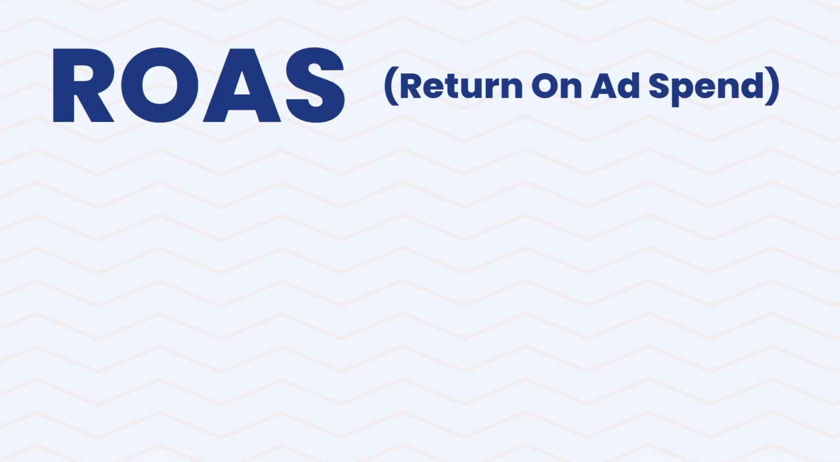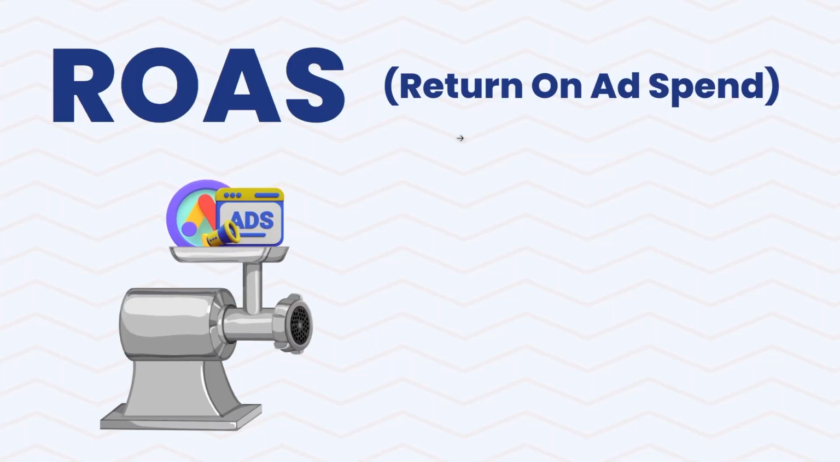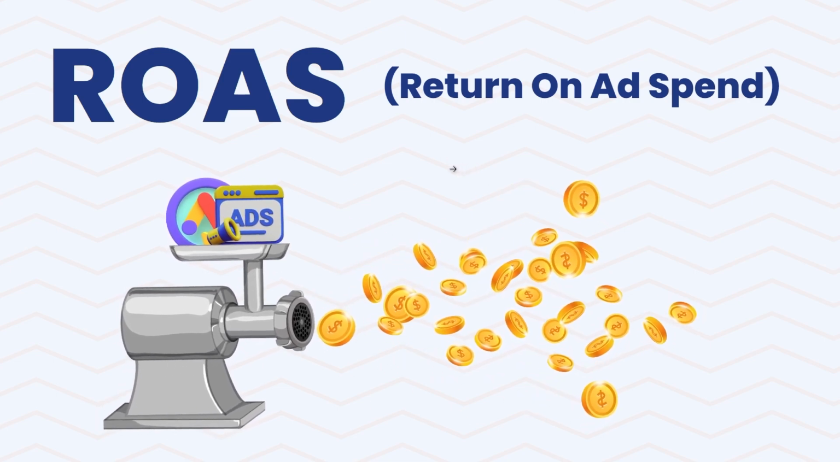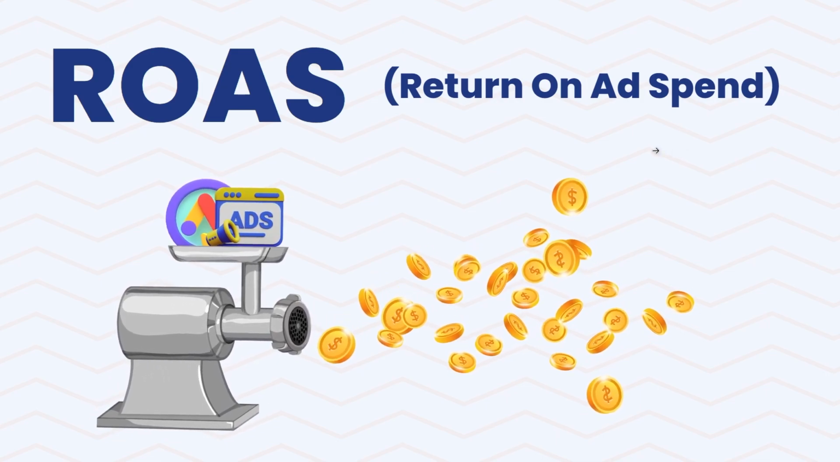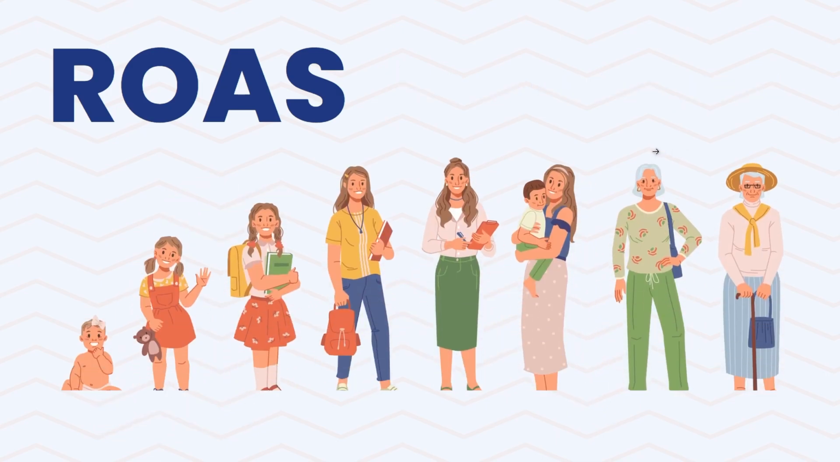So ROAS is really you're putting money into your funnel. And here we're going to use the meat grinder expression. So we're going to put in ads, SEO, advertisements, all that money that we're spending on there. And then we're going to chunk out money. That's the end goal of ROAS. We're looking at dollars in to dollars out.